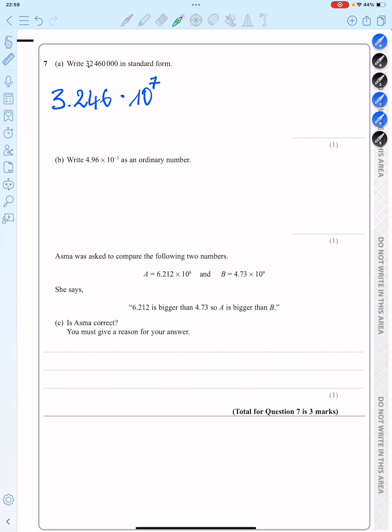So in the decimal part, we have 7 numbers. Therefore, this is going to be 3.246 times 10 to the power 7. And here we have written it in standard form. Let's move on to the next one.